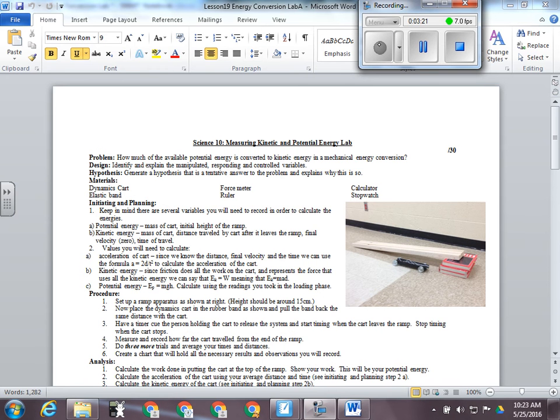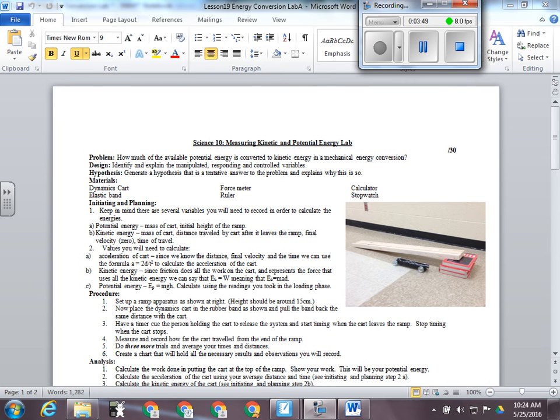So the problem we're investigating here is how much of the available potential energy is converted into kinetic energy in a mechanical energy conversion. Now, our manipulated, responding, and controlled variables. Looking at this experiment, it doesn't start unless I do what? I do work and I give this thing some initial potential energy. That is the start of this lab. That is the energy that I'm going to give it in this lab.